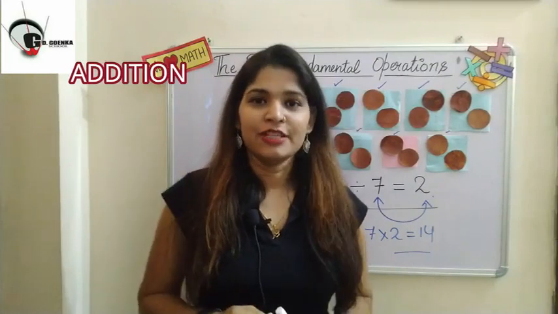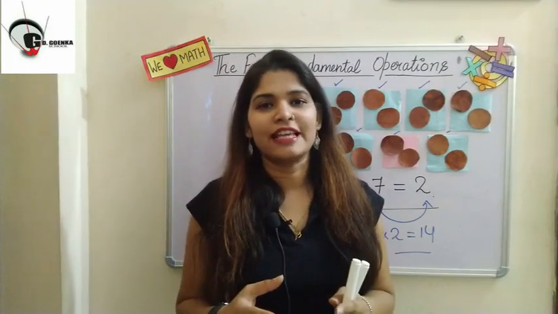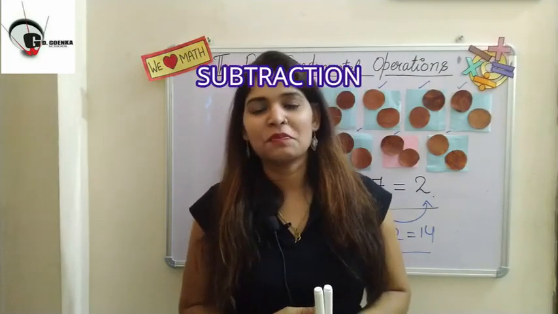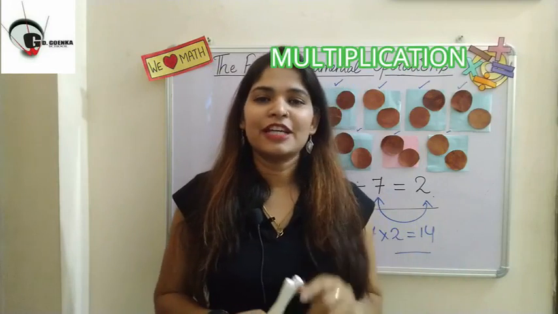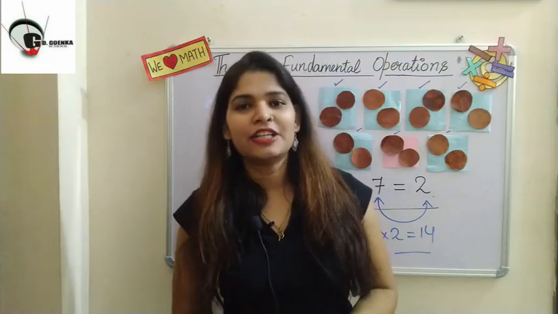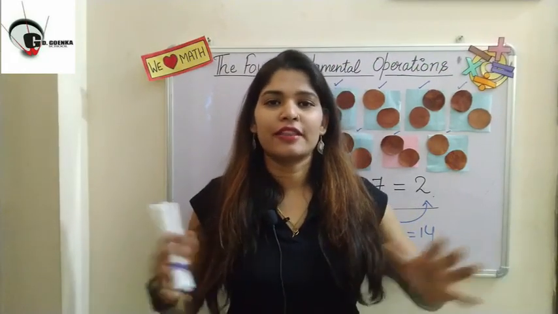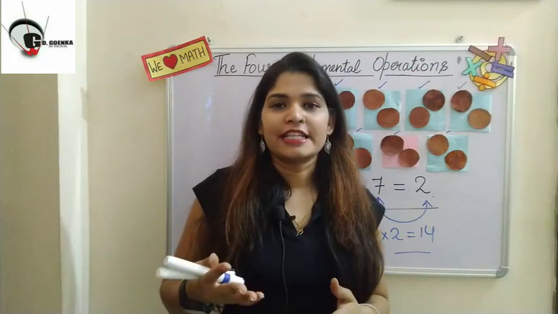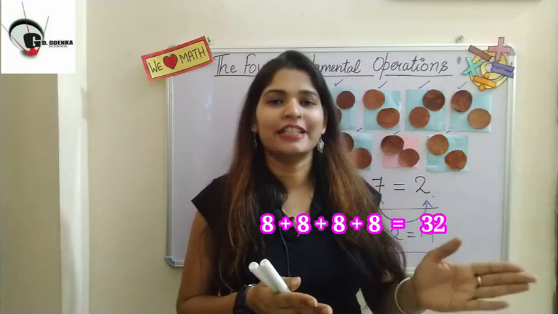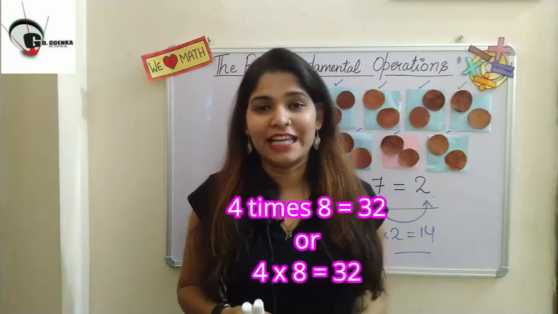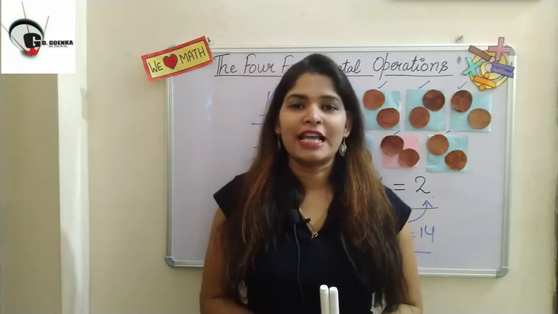So children, quickly recall all the operations again. First operation is addition. Addition means when we are putting things together. Second one is subtraction. Subtraction means reducing or removing things from a given group. Multiplication is also known as repeated addition. That means we are adding several of the same things together. Like if we have 4 8s, I can add 8 plus 8 plus 8 plus 8, that will be 32, or else I can do 4 times 8, that also equals 32. So in this way, multiplication is known as repeated addition.